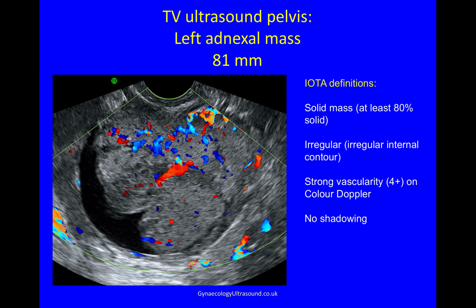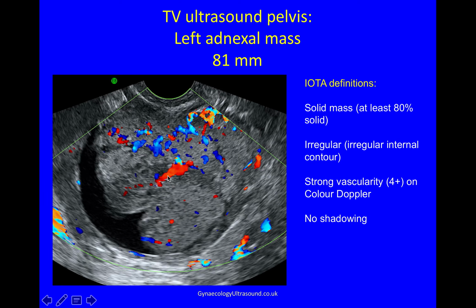If we look at the images of the left adnexal mass, using IOTA definitions, the mass is solid because at least 80% of it's solid. Here is the mass, here is the outline, and you can see that all of this is solid. So at least 80% of the mass is solid, so that means it is a solid mass. Also, the mass is irregular because the internal contour here is irregular, and sometimes where you can see small internal cystic spaces, they can be irregular too.